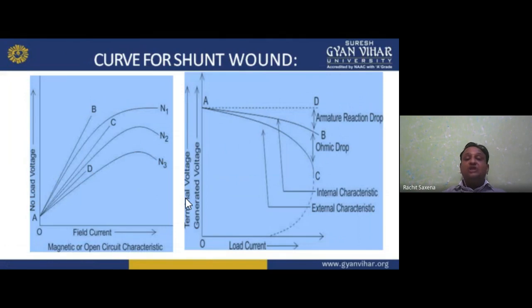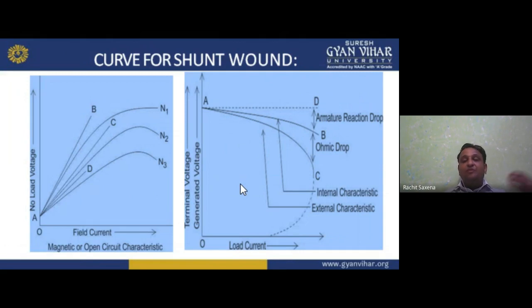Now the curve for shunt wound. In this, the shunt wound will have the characteristic like this: no load voltage and magnetic or open circuit characteristic. We can talk about shunt wound. But if I am talking about the internal or external characteristic, this is our shunt wound. The previous characteristics were for the separately excited. This is the basic thing. Separately excited means we are connecting a separate external DC source, maybe in the form of a battery.